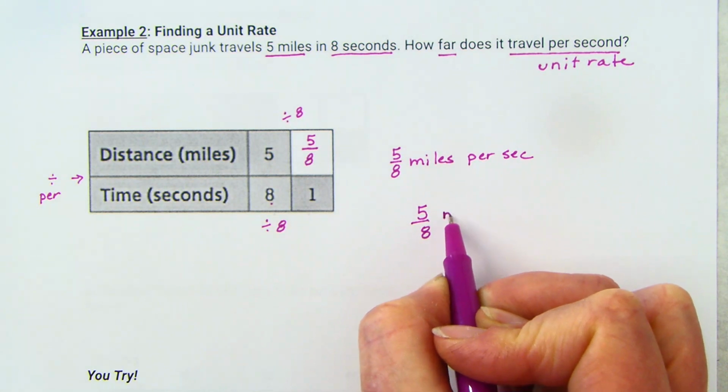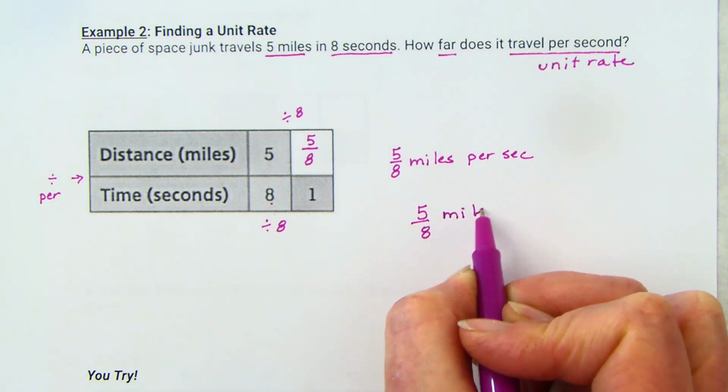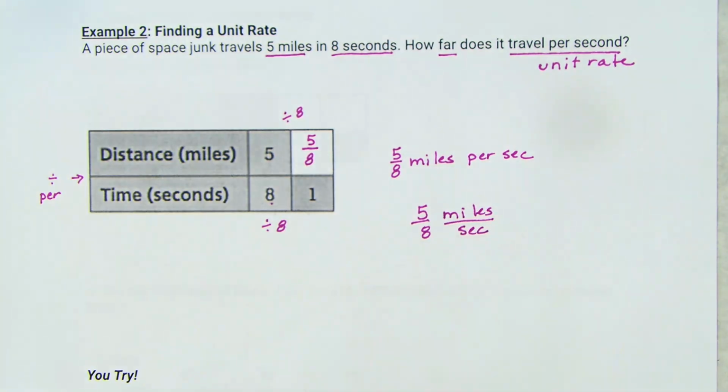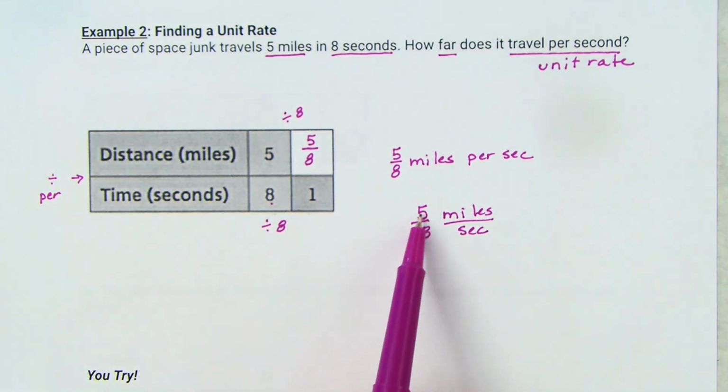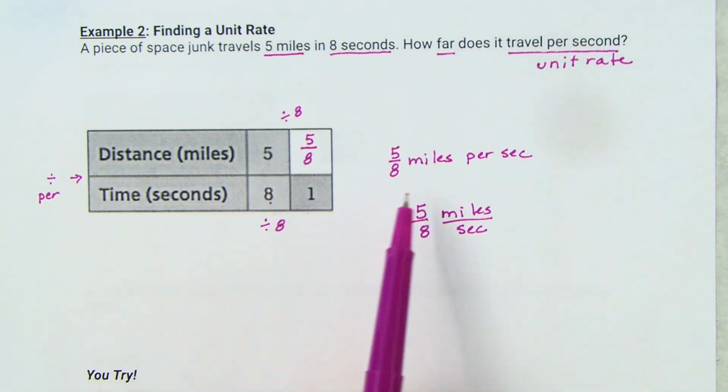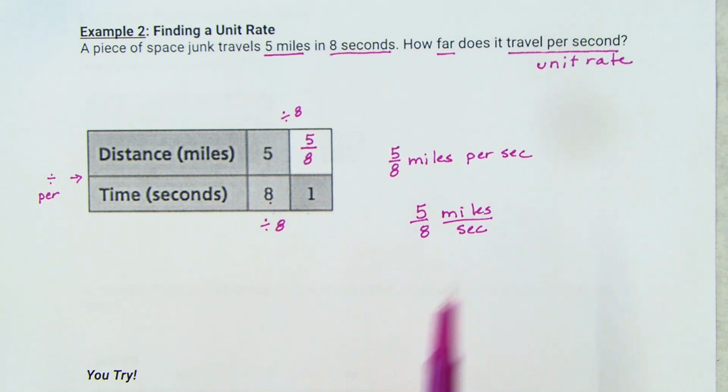I guess I could put, oh, yeah, like that. I was just having a little moment. That's 5 miles per 8 seconds, right? 5 miles per 8 seconds is the same as 5/8 of a mile per 1 second.